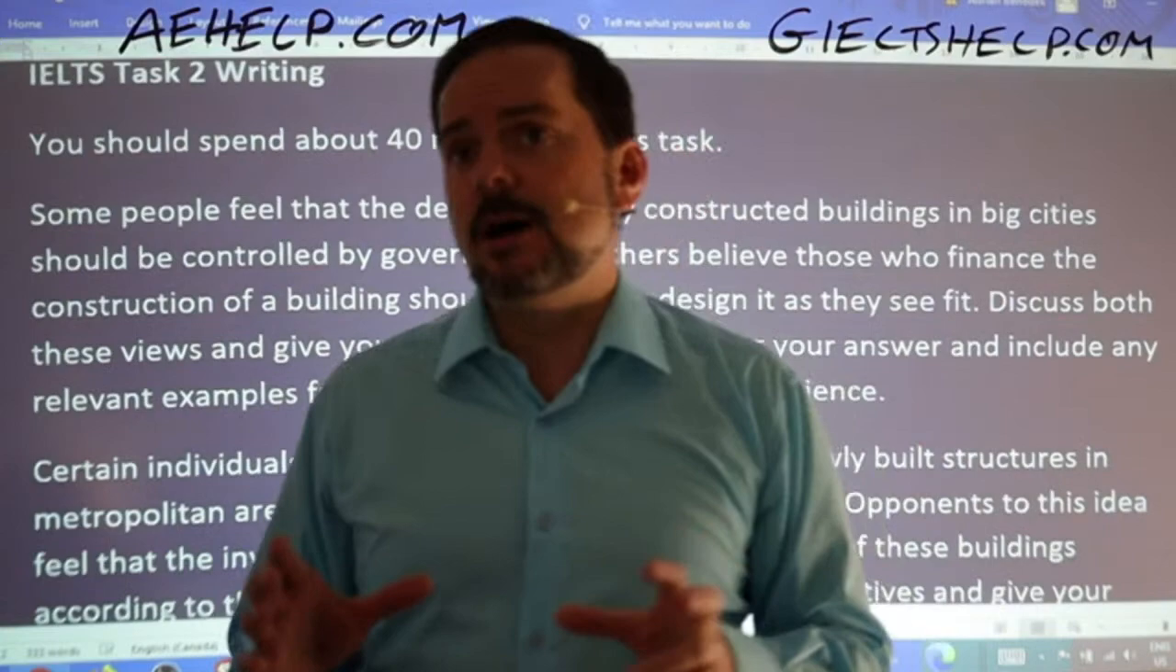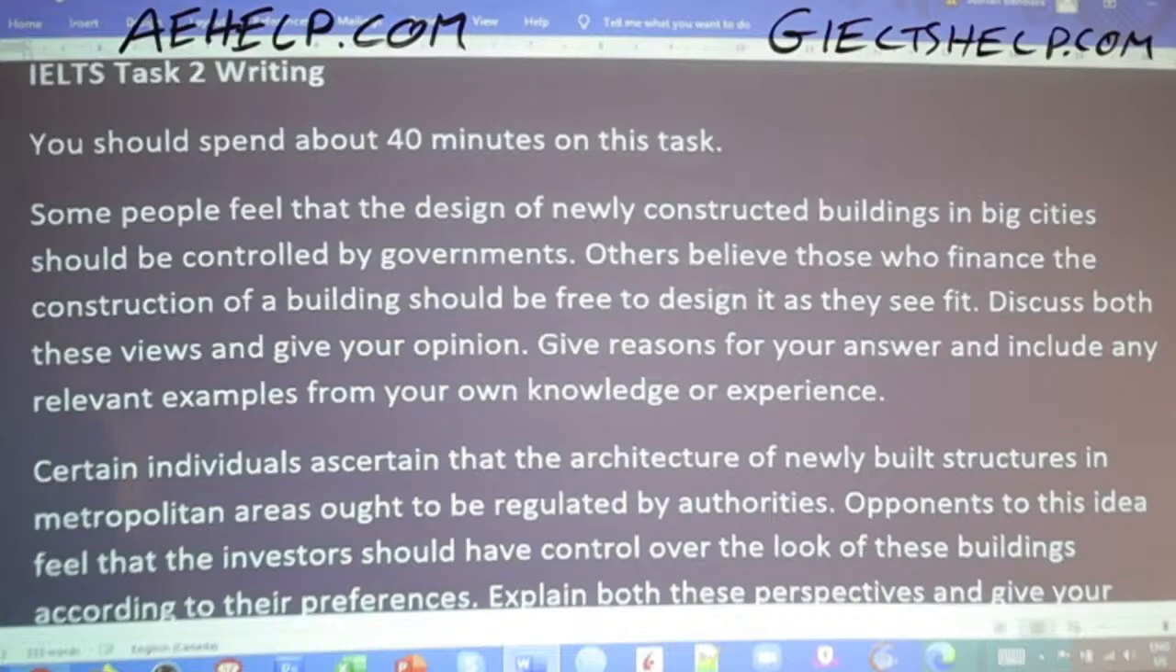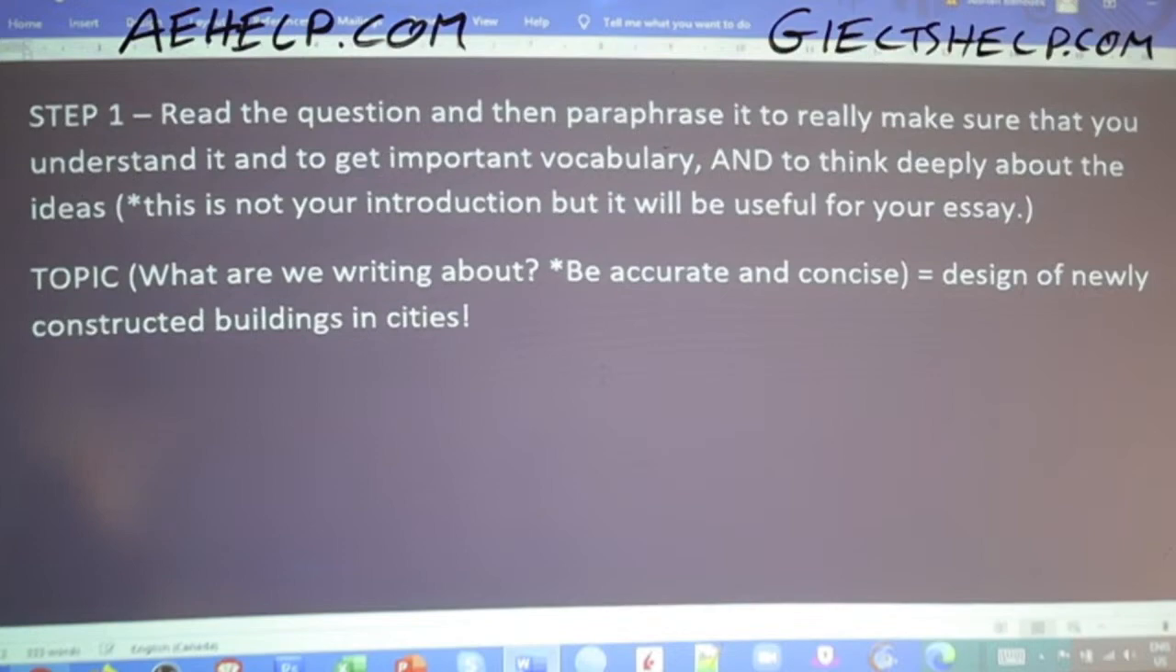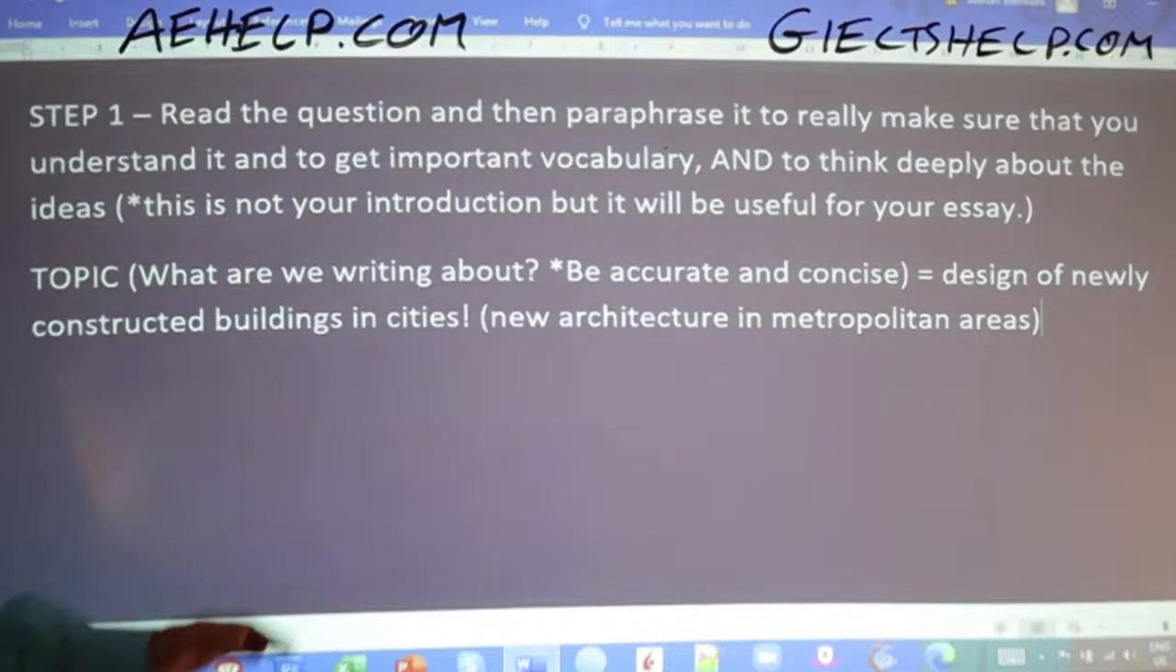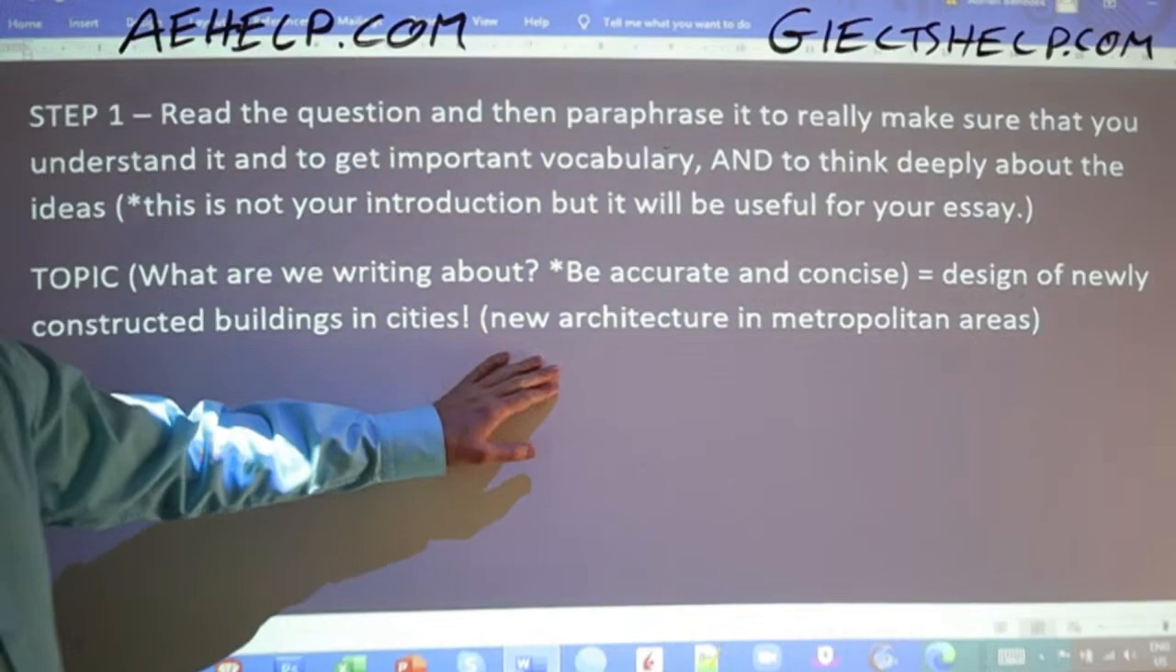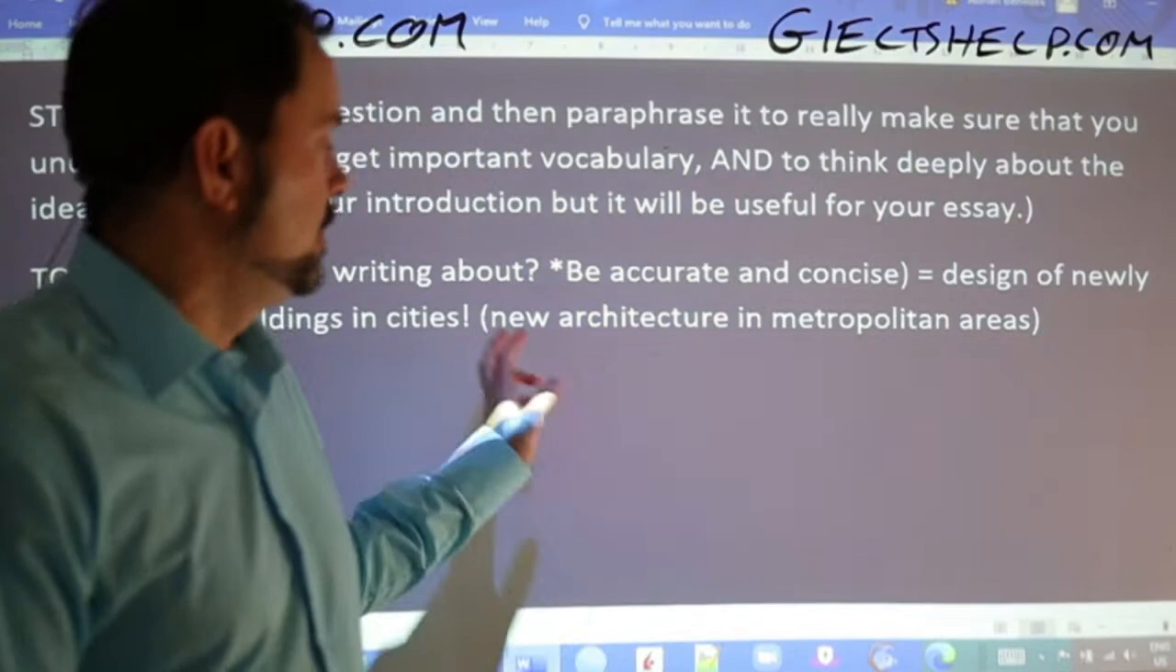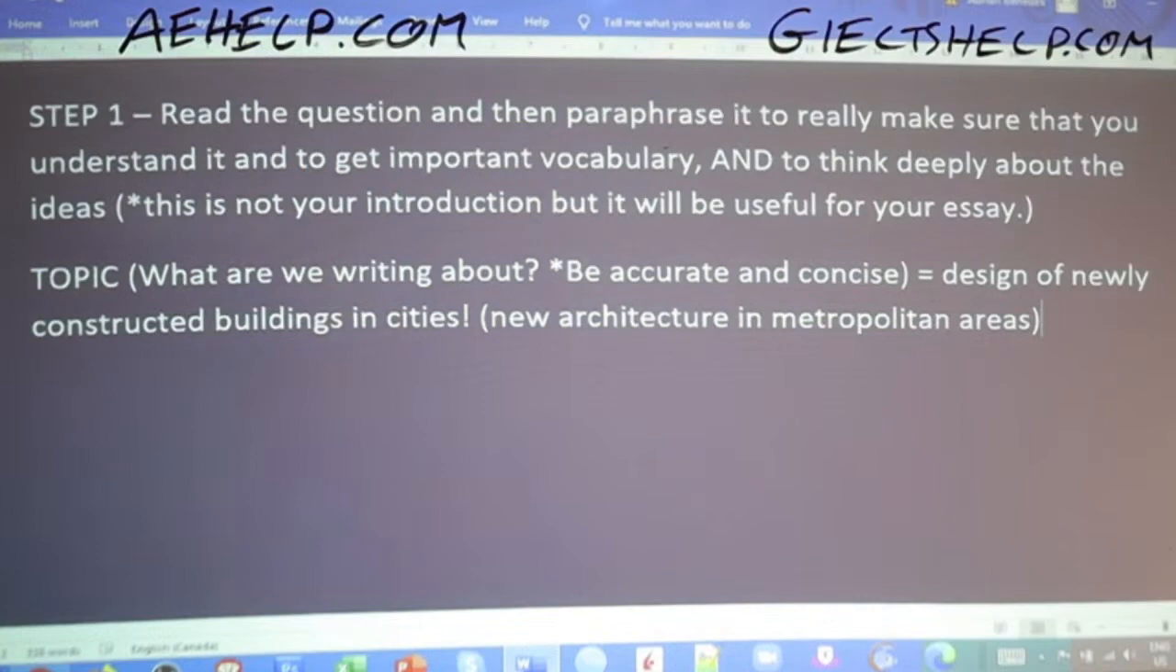All right, Kyber says, yes, I see it now. Okay, so in metropolitan areas. The most concise way to say this, if you're using very high-level English, is that, okay? If you want to go for that band 9 expert level of English, that's your answer to what is the topic. New architecture in metropolitan areas. Boom, that's it right there. 1, 2, 3, 4, 5 words in this case, all right? So that's your expert level of English.